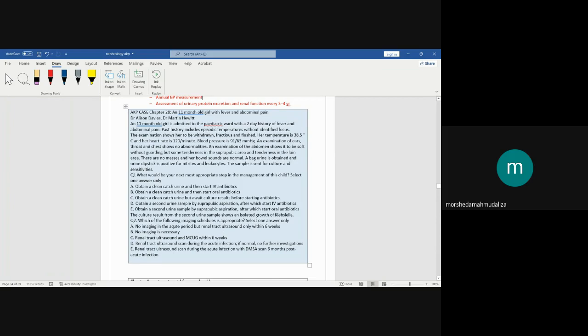No imaging in the acute period, but renal tract ultrasound only within 6 weeks. Okay, Dr. Fahmina answered very rapidly and appropriately. That's very good. No imaging is necessary, 11 months. Okay. Renal tract ultrasound and MCU within 6 weeks. Ultrasound during the acute phase of infection; if normal, no further investigation. Or a scan during the acute infection with a DMSA scan 6 months post-acute infection.